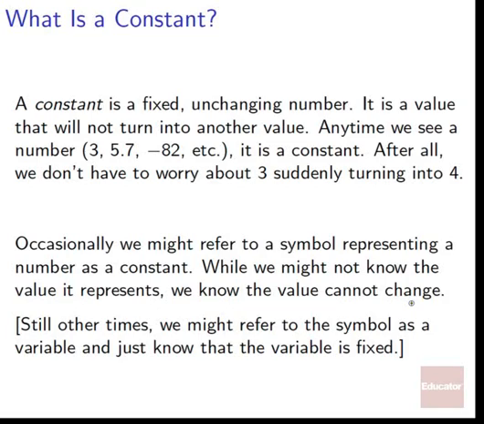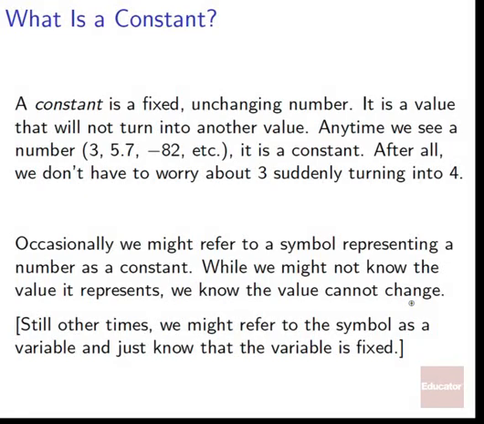So anytime we see a number like 3 or 5.7 or -82 or anything that's just a number, it's a constant, because numbers don't change, right? After all, we don't have to worry about 3 suddenly turning into 4. It's just 3. It's going to be 3 today, it's going to be 3 tomorrow, it's going to be 3 forever, right? 3 doesn't suddenly jump around and become a new number.